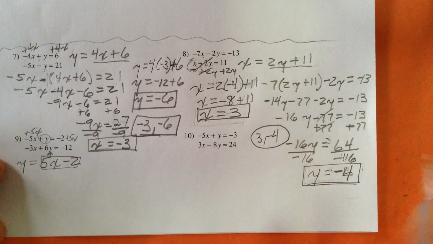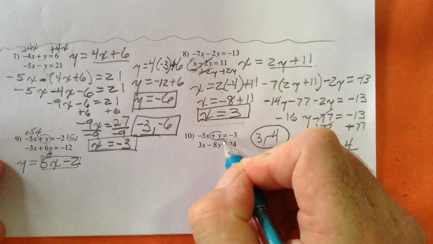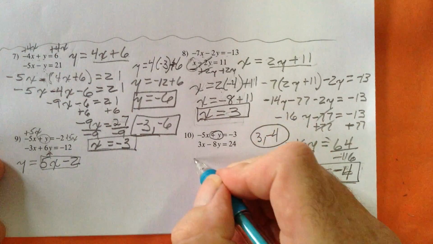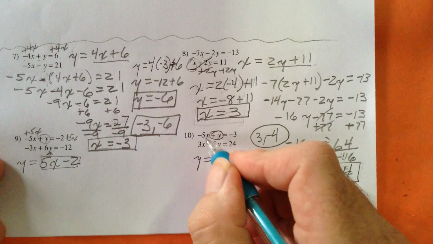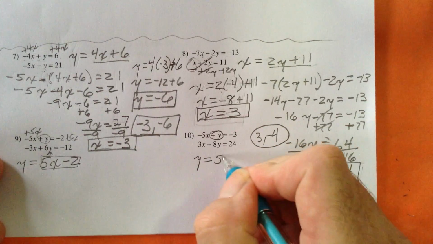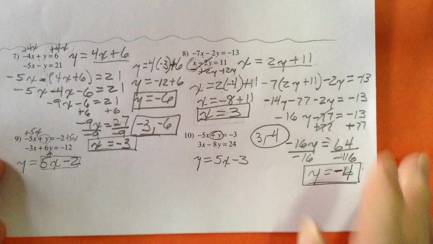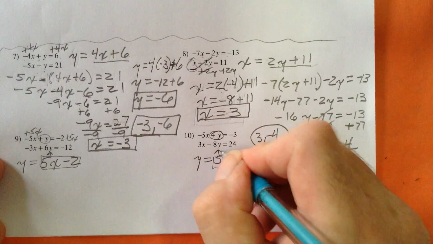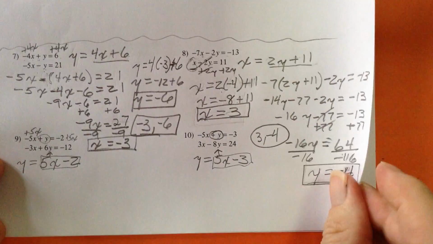Same thing with number 10. I would isolate the positive y, so this will be y equals negative 5x. That would become a positive 5x minus 3. And I would take this and substitute it into there to find the x.